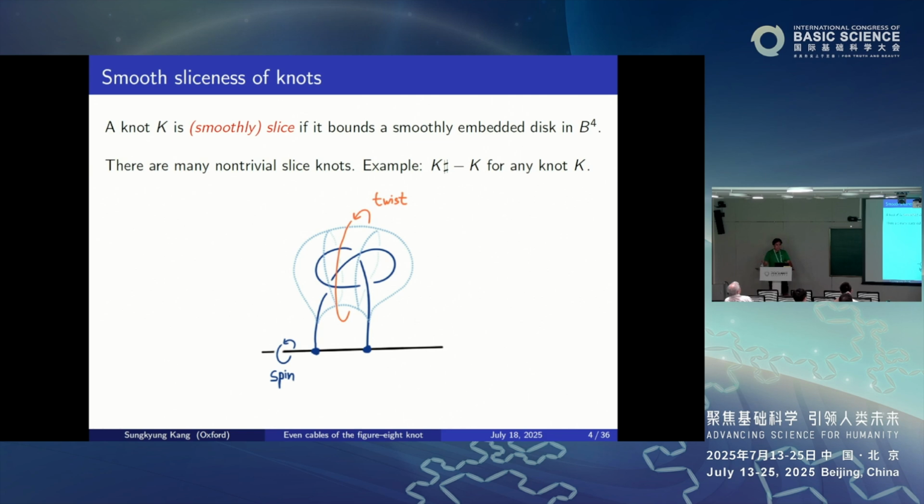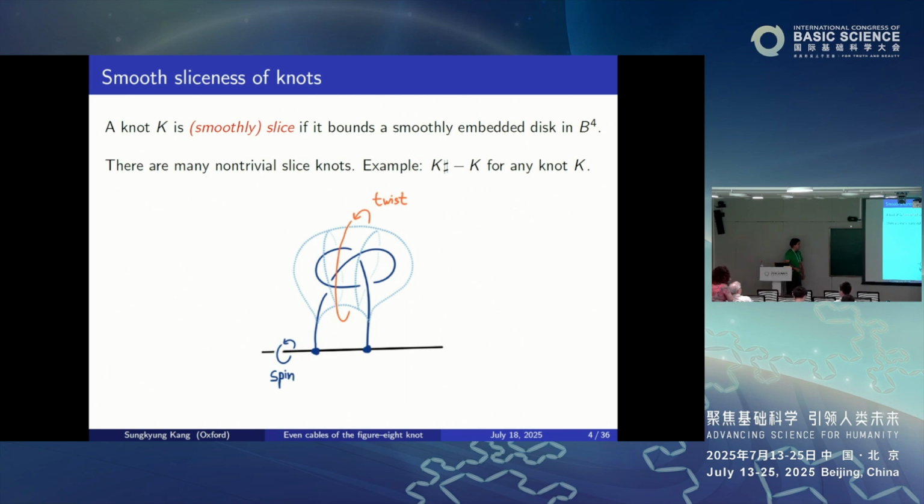There are a lot of non-trivial slice knots, which makes it very different from the three-dimensional setting. For example, probably the most elementary examples: if you're given any knot, you take its mirror image. In fact, you also have to reverse the orientation, because the connected sum operation is defined for oriented knots. But anyway, if you take that copy and connected sum it with the original knot, then the knot you get is always slice. It always bounds a smoothly embedded disk inside the four-ball.